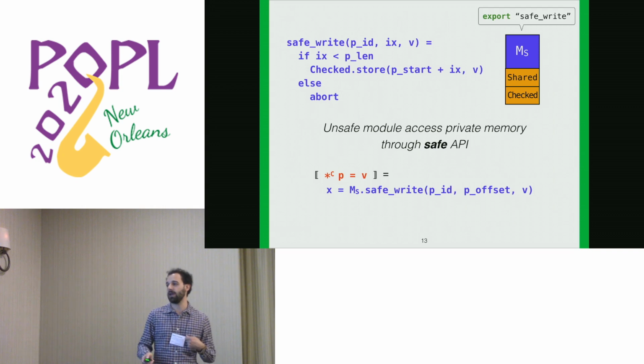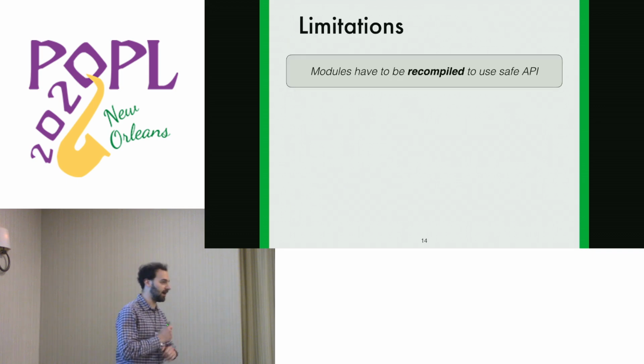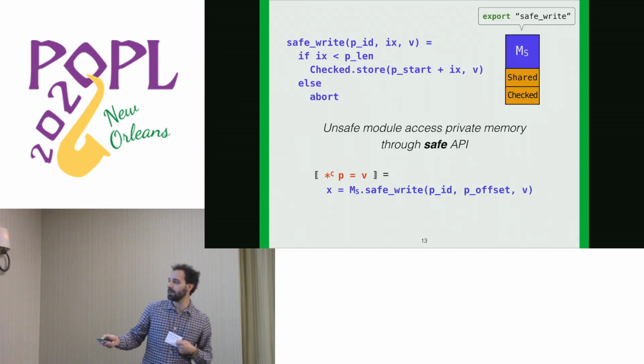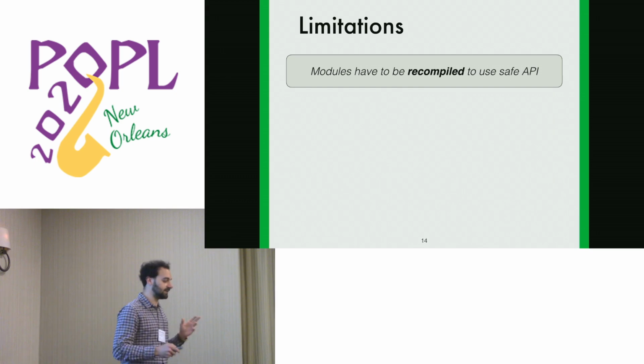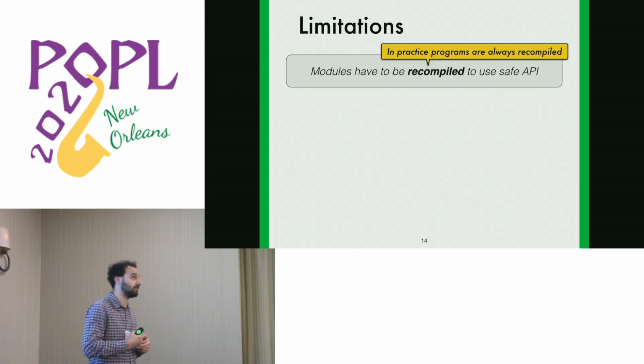So this is the compilation of an assignment that writes into the memory pointed to by the checked pointer, and that's why we use the safe API. Now, this approach has some limitations. The first one, as you might have noticed, is that this approach requires recompiling modules, in particular untrusted modules, to use the safe API, because as I showed before, we don't have a single address; we need to have the capability and the offset. This in practice is not really a problem for WebAssembly because on the web the source programs get recompiled all the time anyway.